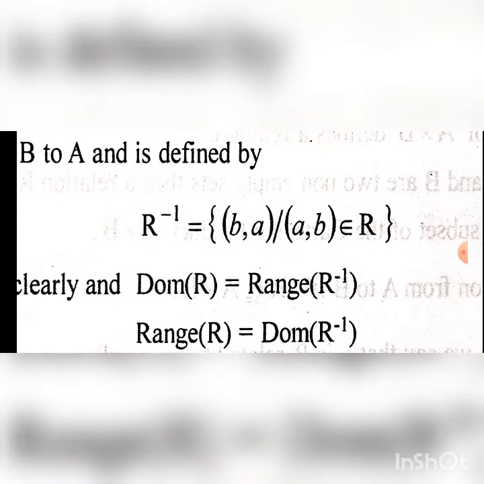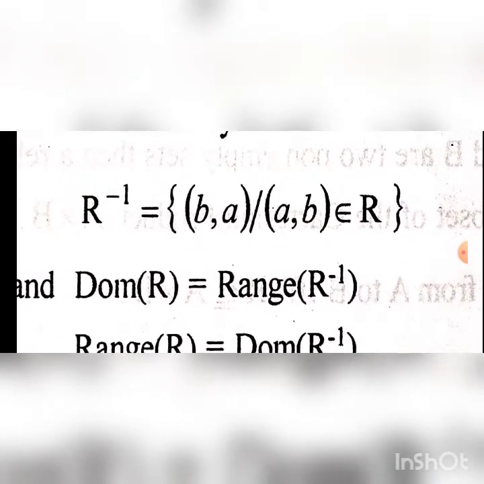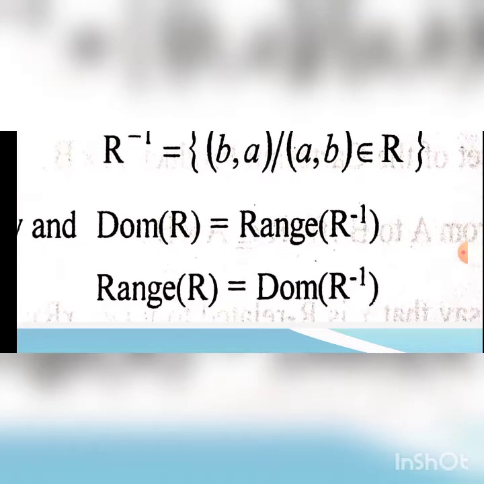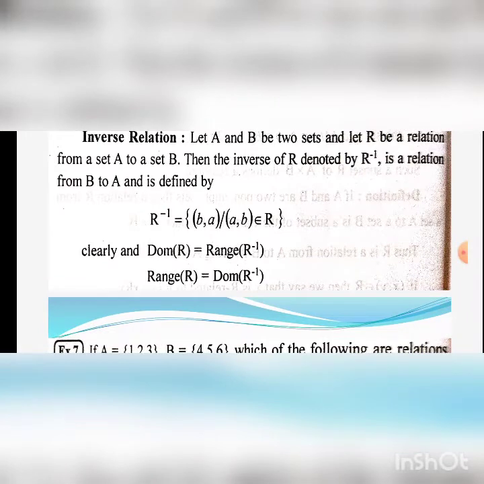Domain of R is what? Domain of R is a, and range of R inverse means what? The second element of R inverse, what is it? a. So a equals a. And in the second statement, range of R is what? b, and domain of R inverse is what? b. So always domain of R equals range of R inverse, and range of R equals domain of R inverse. Okay.